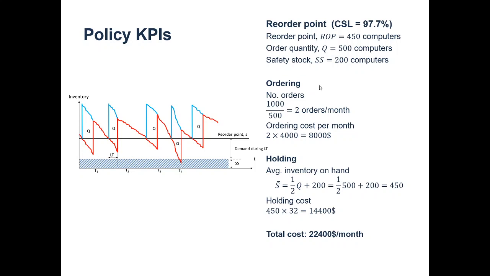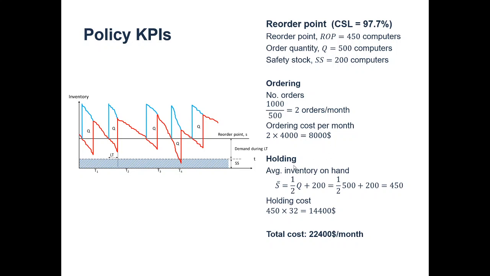So let's see the costs. How many orders will we have per month? If we are facing a demand on average of 1,000 computers and we buy 500 computers every time we place an order, we will have 2 orders per month. So our ordering cost will be twice $4,000, which is $8,000 per month.